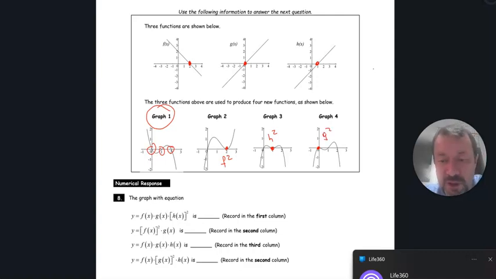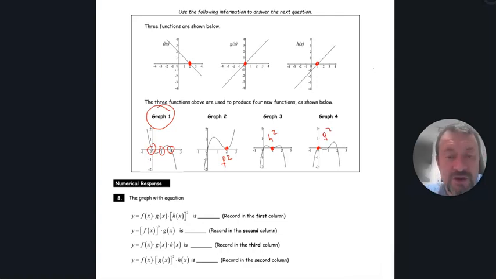Once you've looked at it like that and understood it that way, it turns out this is actually pretty straightforward. Graph 1 is going to be the graph where all of them have a multiplicity of 1. Well, that's down here. Now look at the first one here, f of x times g of x times h of x squared. We've already established that that's graph 3. That's where h is squared, where that root at 1 has a multiplicity of 2.